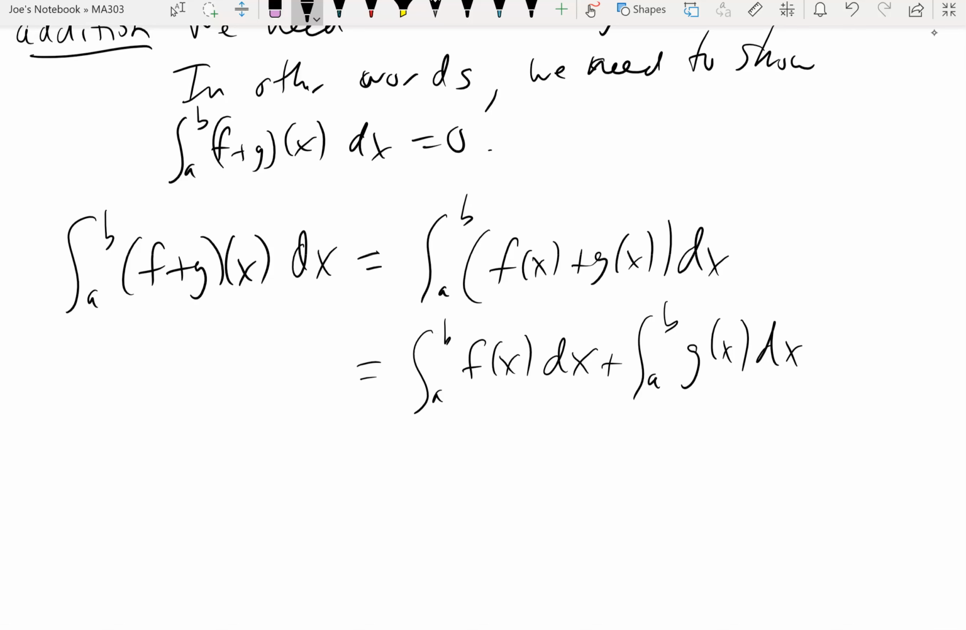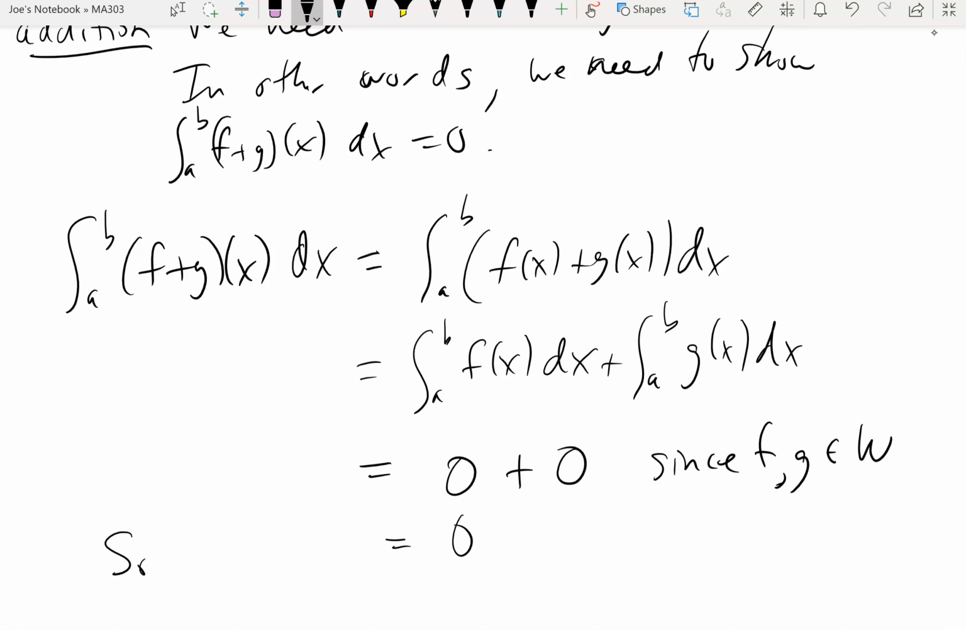So what must be true about both of these integrals? They both have to be 0. And certainly 0 plus 0 is 0. So where does that tell us f plus g lives? In W. Good. We showed that f plus g satisfies the characteristic that it needs to satisfy in order to be in W. That makes sense? So this is closure under addition for this one, so we're halfway home.